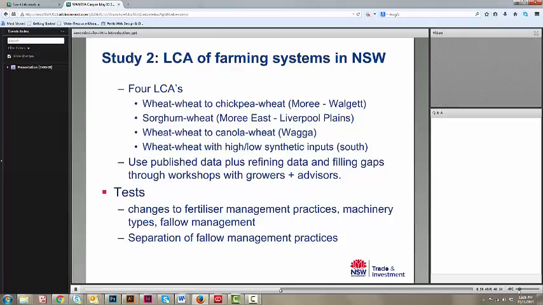There was a sorghum-wheat rotation east of Moree and down in the Liverpool Plains, which were the sorghum growing regions. For Wagga Wagga, there was a wheat-wheat rotation modelled against a canola-wheat rotation. And then down south, around Young, you guys might not be up on the geography of New South Wales, further south near Victoria, a wheat-wheat rotation looking at high and low synthetic fertiliser inputs.